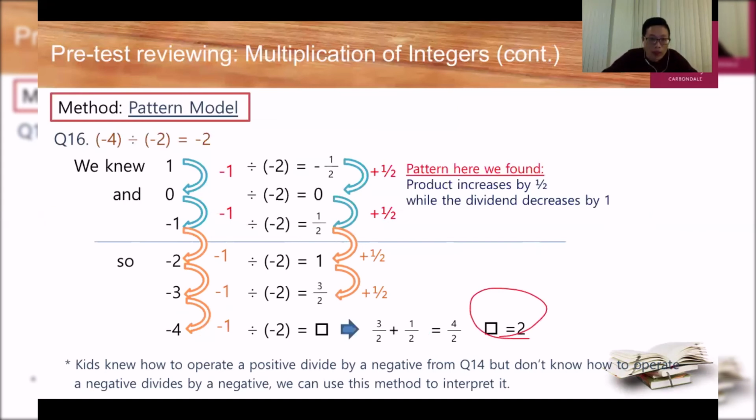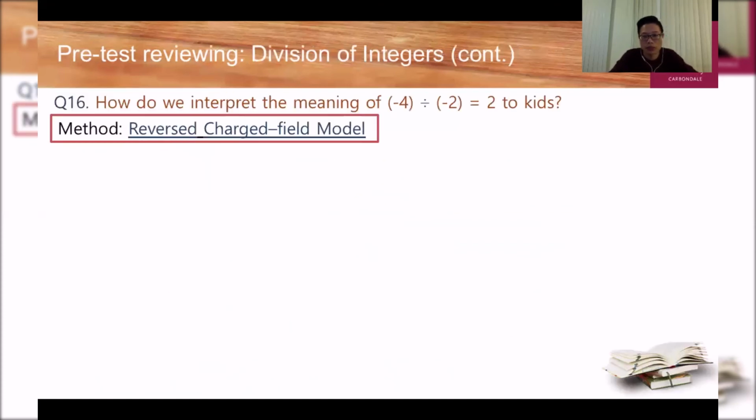Okay, I think here is a typo. I'm sorry. This should be +2. Okay, it should be +2. Okay, let's keep moving on to the next question. Next model, I mean. Okay, so here is a reverse charge field model again.